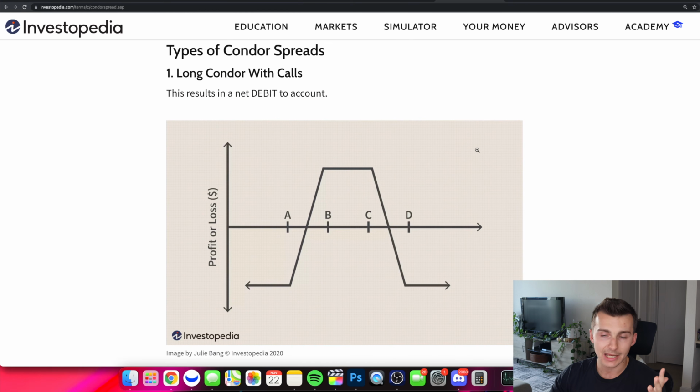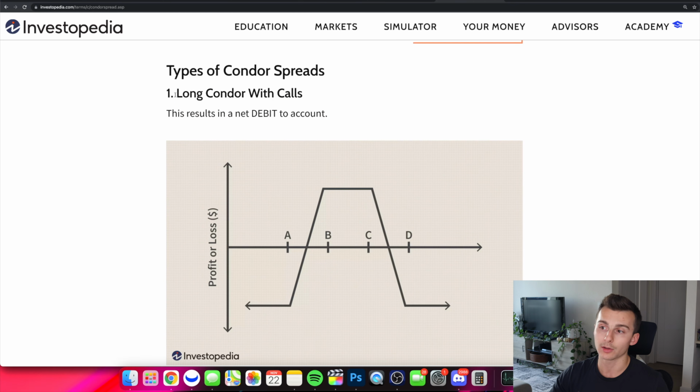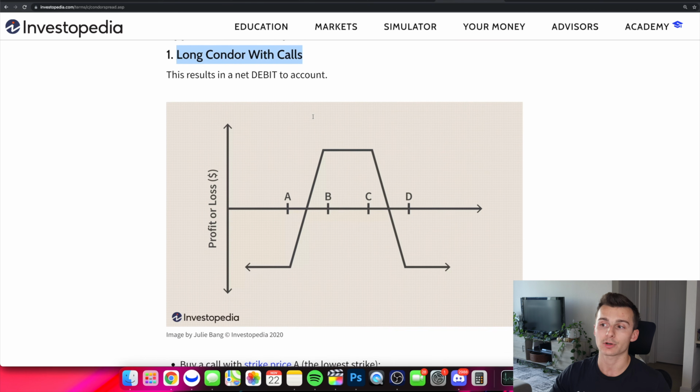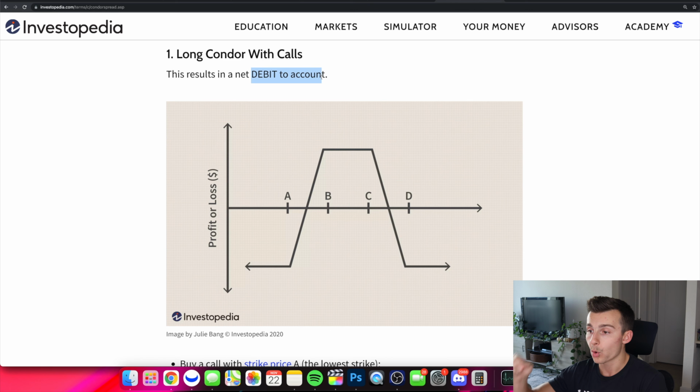There are a couple of different types of Condor spreads. There's the long Condor spread with calls, which is a net debit out of your account, okay? A debit to your account means you are paying money right now when you click on that limit buy or buy order. You're paying money out of your account into this option contract to get into this position, okay?